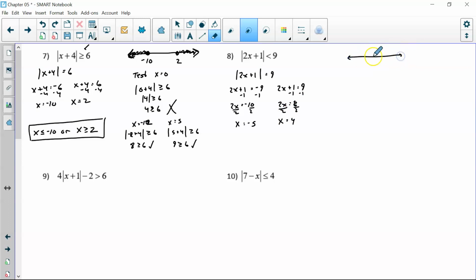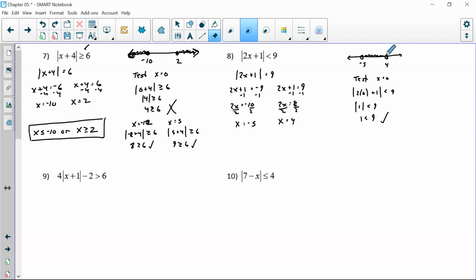Plot on the number line. We got our -5 over here, +4 over here. We're going to use open dot this time because it's less than. And now pick a test point in between. 0 is in between, so we can use that. 2 times 0 plus 1, and we're back in the inequality, so less than. 2 times 0 is 0 plus 1. So it's the absolute value of 1 is less than 9. 1 is less than 9. That is a true statement, so we'll shade in between.